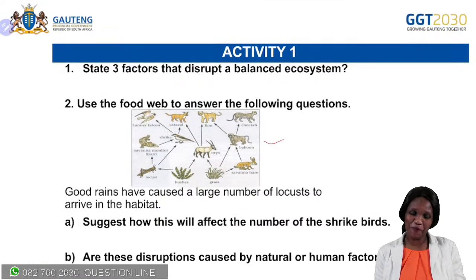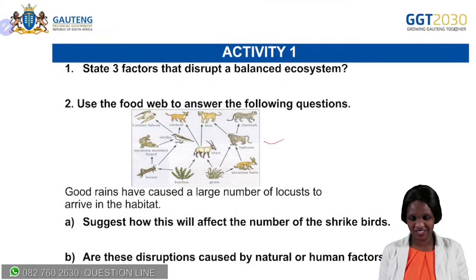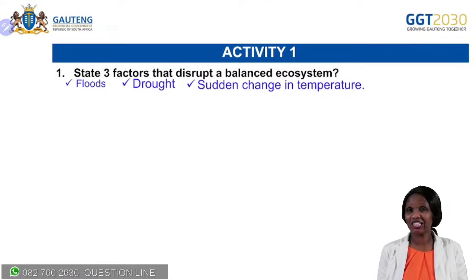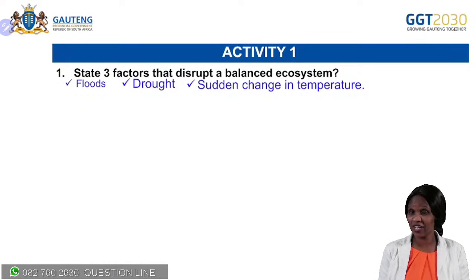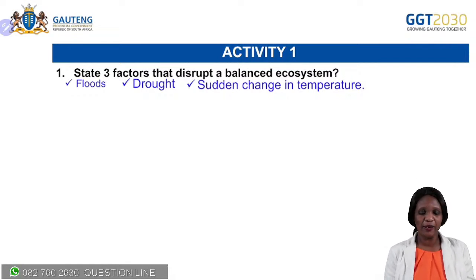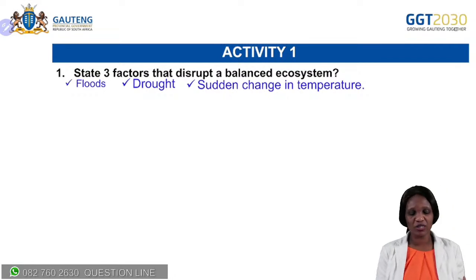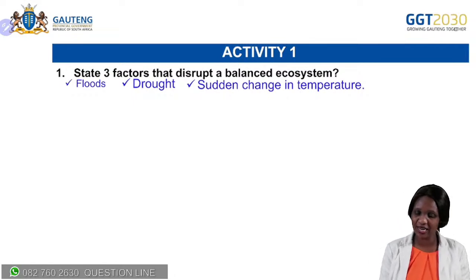Alright, grade 8, hope you are done answering the questions. And then let's check question number 1 together. State 3 factors that disrupt a balanced ecosystem. Let's look at the factors. There are quite a number of factors, but some of them are these ones. Floods can disrupt an ecosystem, droughts can disrupt an ecosystem, even sudden change in temperature can disrupt an ecosystem.